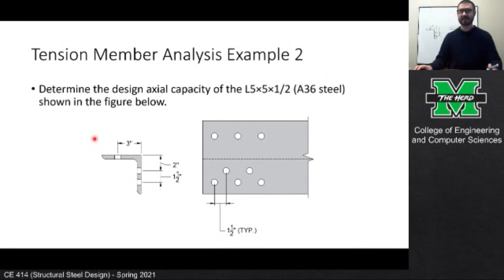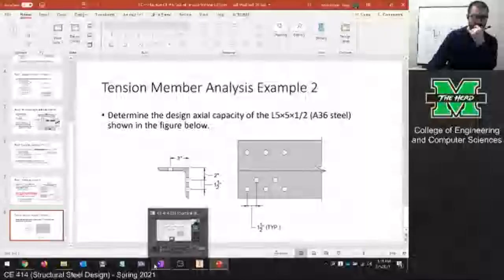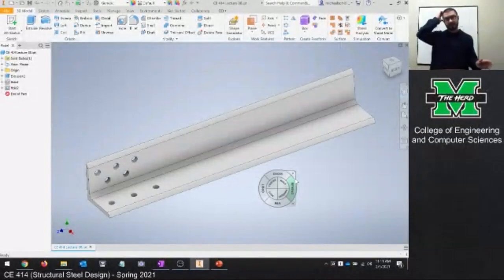So I got a little fancy. I'm going to pull this up here in a second. So this is going to be A36 steel, but I got a little fancy. Let me hit escape here. And I got Inventor loaded up. Okay, so this is Inventor.